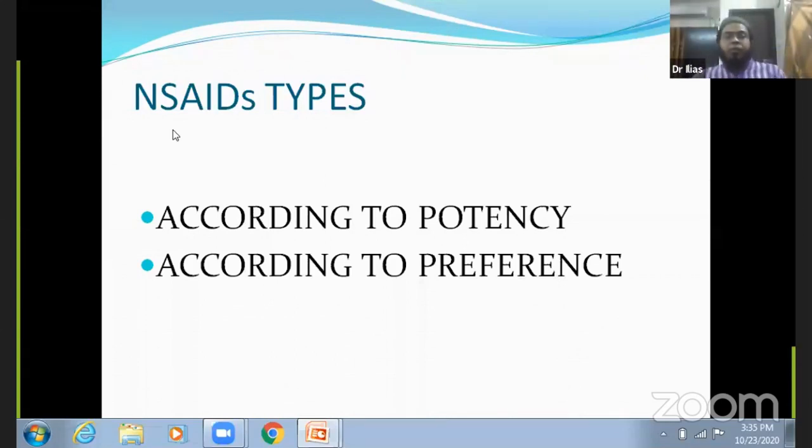Okay, so now I'm discussing the anesthetic types according to the potency and the preference. So earlier I told you about the potency. Whenever the patient has severe pain, we must prescribe the most potent anesthetic. And another type is the anesthetic type according to the preference.